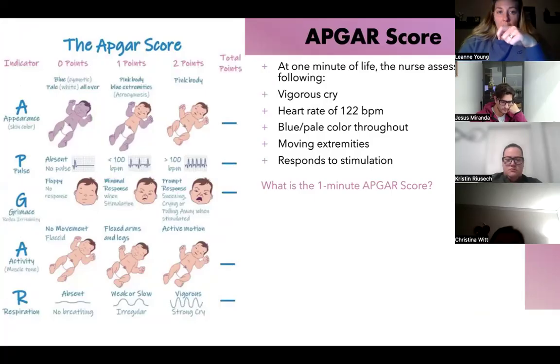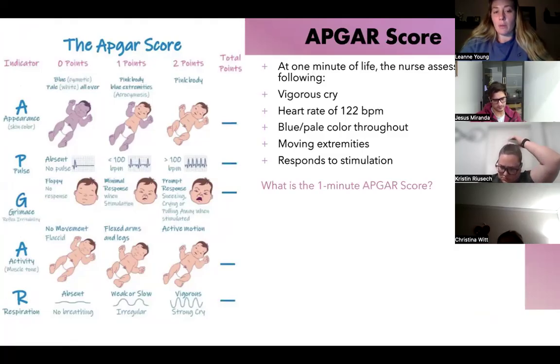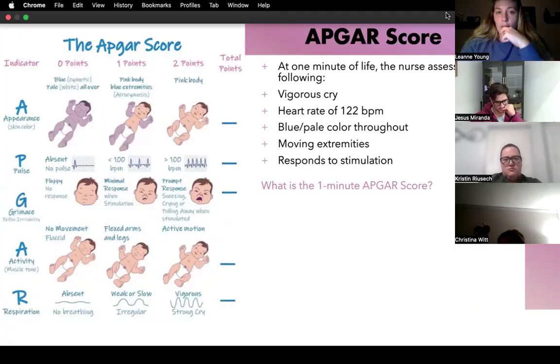so here is our APGAR score. You guys are definitely going to need to know what each of these indicators are and what points are assigned with what response from the baby, okay, for your exam. You guys will need to know this.